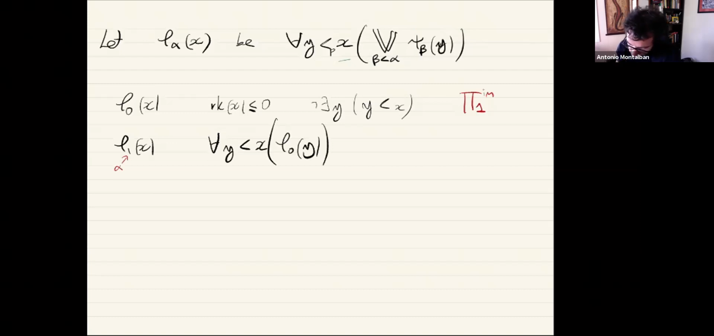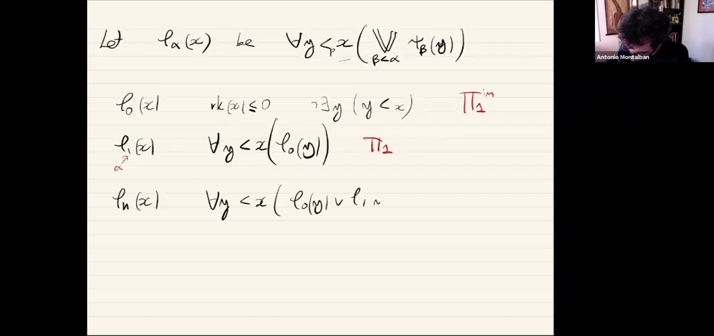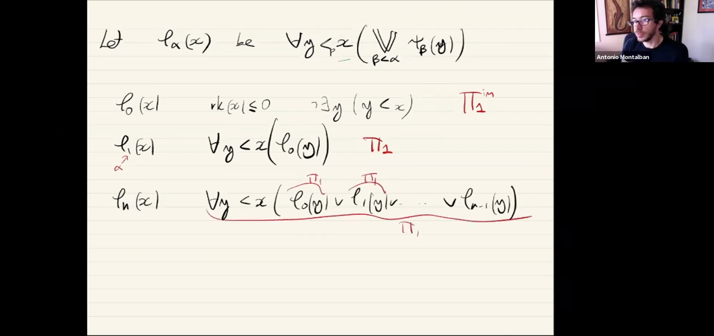It's a funny thing, this is still pi 1. I think I'm making life too complicated for myself. So this is still pi 1, right? In general, if I write phi n of x as: for every y below x, phi 0 of y or phi 1 of y or ... phi n minus 1 of y, each of them is pi 1, and then you can prove the next one is pi 1. So all of these are still going to be pi 1. We're not getting too big yet.